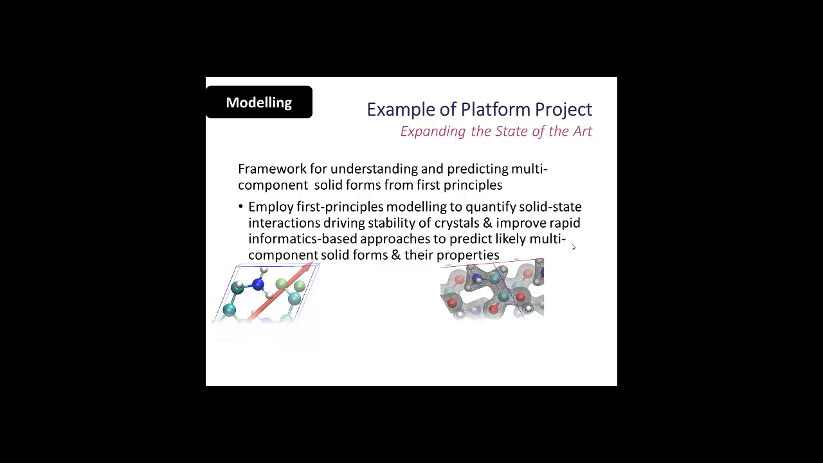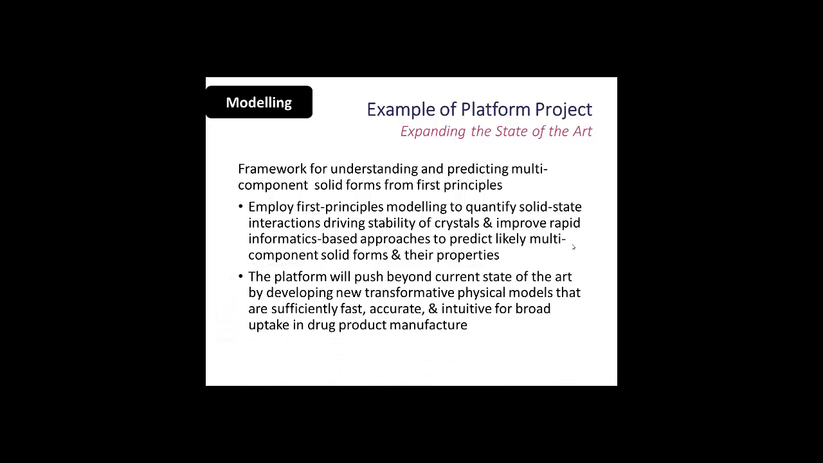So basically we are trying to develop new transformative physical models that are sufficiently fast, accurate, and intuitive. They have to be all those three things. There's no point being accurate unless it's fast. If it takes forever to get the answer, it's not good to anybody. And intuitive, so that it can be used as a black box to some extent by, for example, industry collaborators.